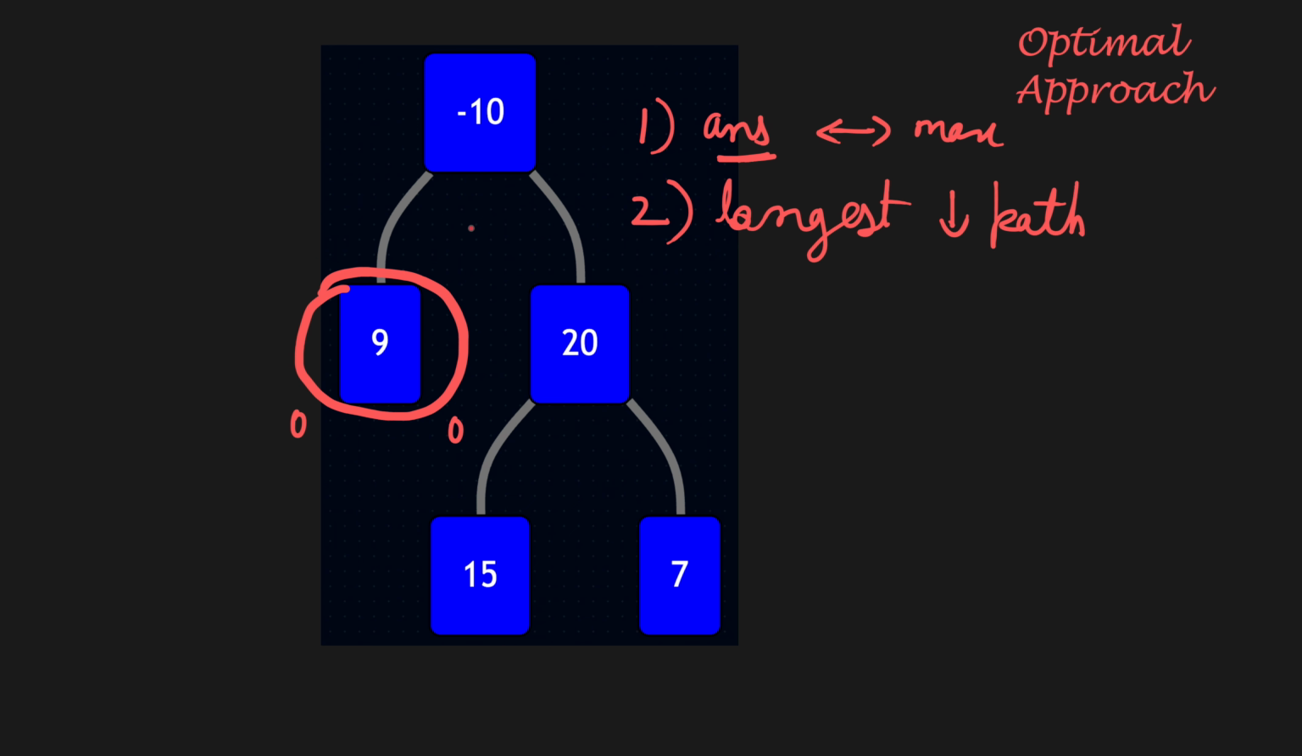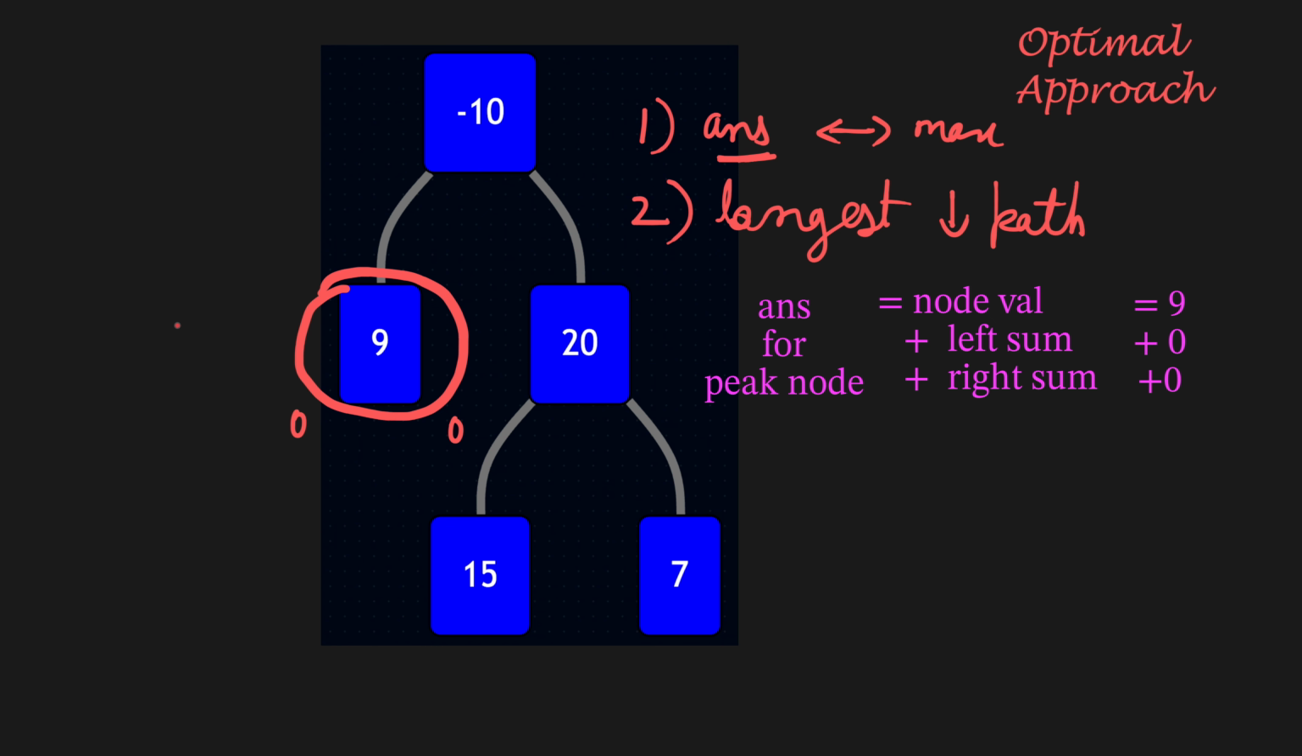And now first we look at job 1, which is to calculate the maximum path sum with the current node as the peak node, which we calculate as node value plus left sum plus right sum, which will be 9 plus 0 plus 0 equal to 9. And since our global max is initially negative infinity or not set, the new global maximum is 9.